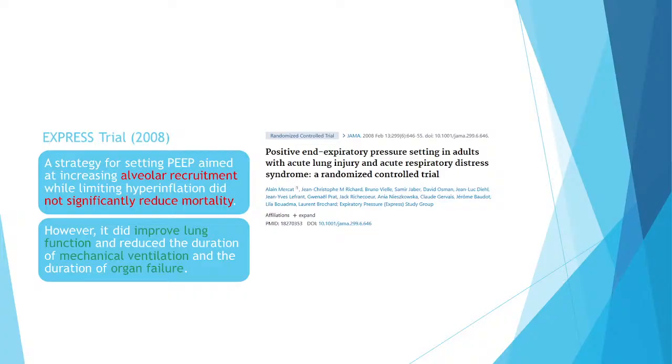They divided patients into two arms. Minimal distension, that is moderate PEEP, used 5 to 9 centimeters of water, and increased recruitment, that is PEEP to reach a P-plat of 28 to 30 regardless of your SF ratio or PF ratio goals. They kept the target P-plat of 28 to 30 so that there is maximum recruitment of alveoli during ventilation. So even though there was no significant difference in mortality, it did improve lung function and reduce the duration of mechanical ventilation and organ failure. So these are the main trials.